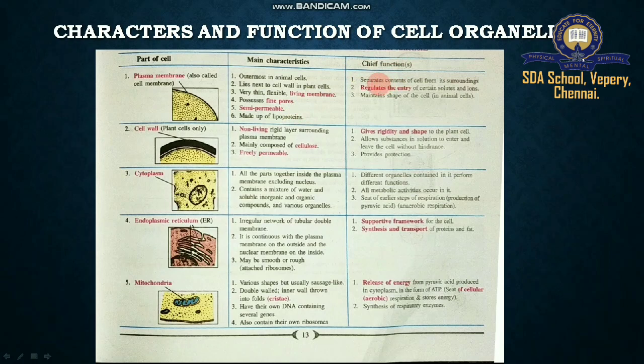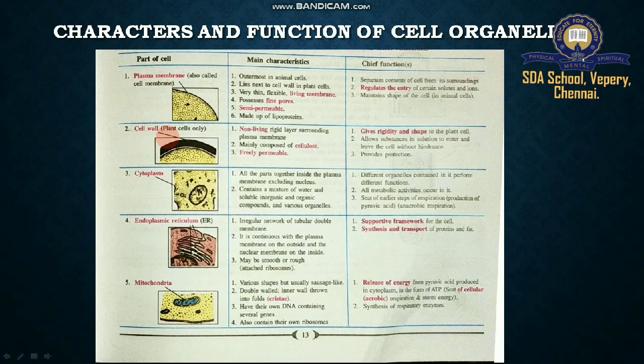Chief function: it separates the content of the cell from its surrounding, regulates the entry of certain solutes and ions, and maintains the shape of the cell in the animal cell. So it regulates the entry of some content. That covers the cell membrane.